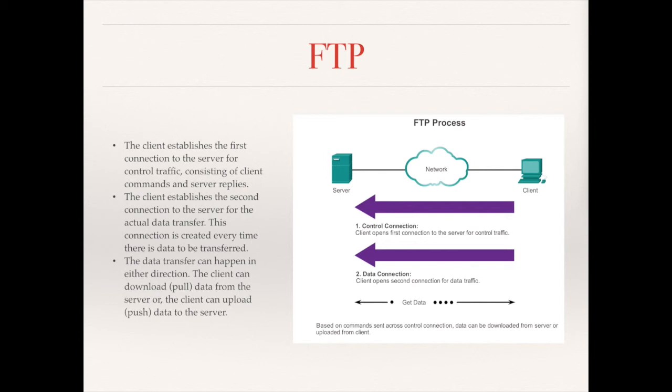The client establishes the first connection to the server for control traffic, consisting of client commands and server replies. The client establishes the second connection to the server for the actual data transfer. This connection is created every time there is data to be transferred. The data transfer can happen in either direction. The client can download, pull data from the server, or the client can upload data to the server.